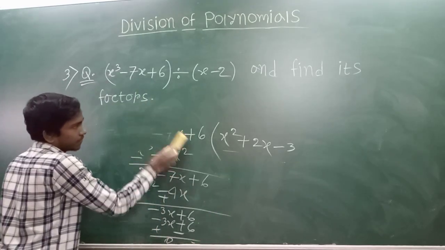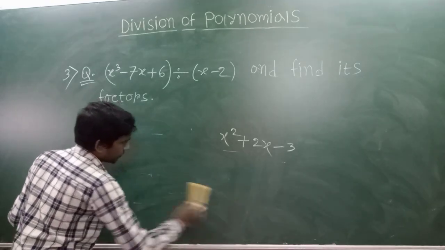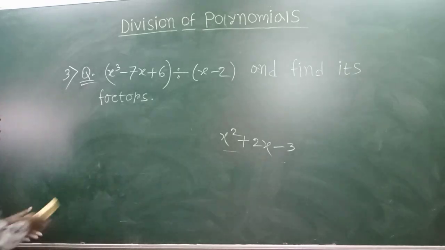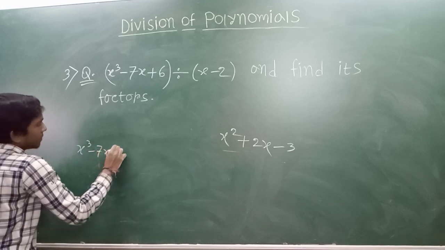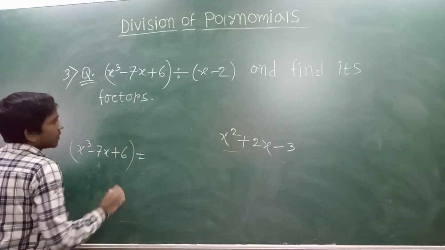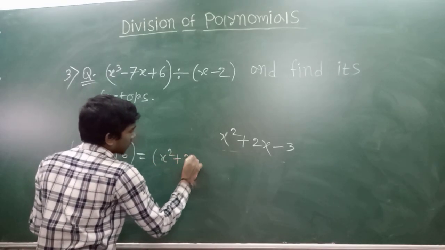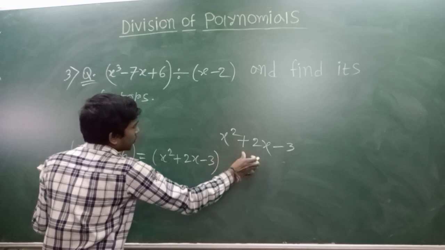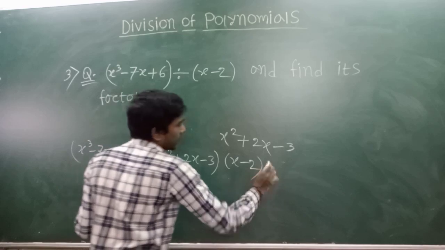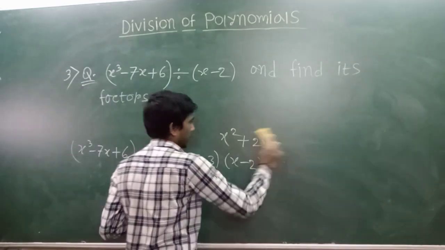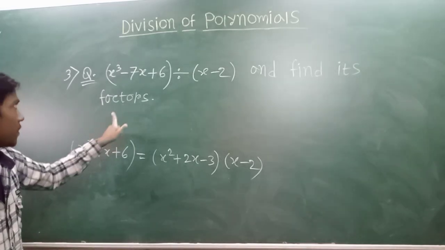Remainder is 0. Okay. So we know the division algorithm, that is, dividend x cube minus 7x plus 6 is equal to quotient, that is x squared plus 2x minus 3, into divisor, that is x minus 2, plus remainder, which is 0. So we will not write it here. Now these are two factors of this expression.